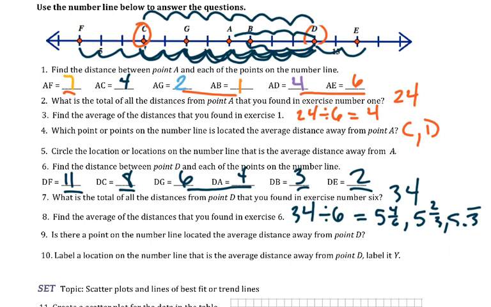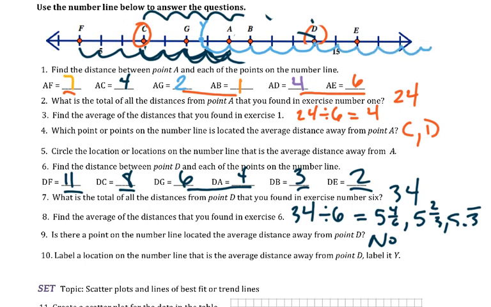Okay. Is there a point on the number line located the average distance away from point D? There is not. So to do that, we'd actually have to count, right? 1, 2, 3, 4, 5, and then 0.3. So it'd be right there. Technically, we could go 1, 2, 3, 4, 5, 0.3, and do it there as well.